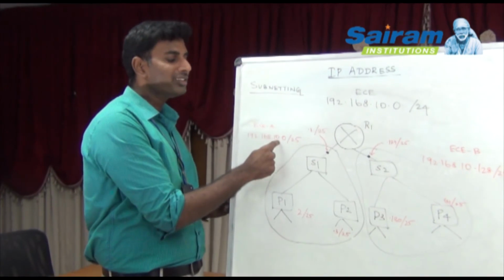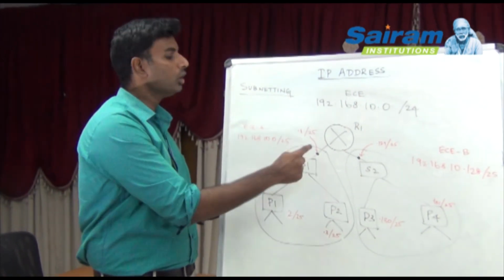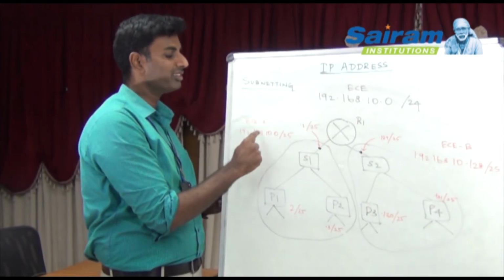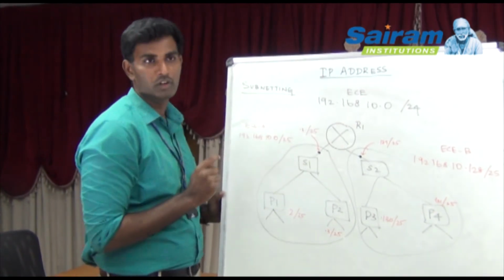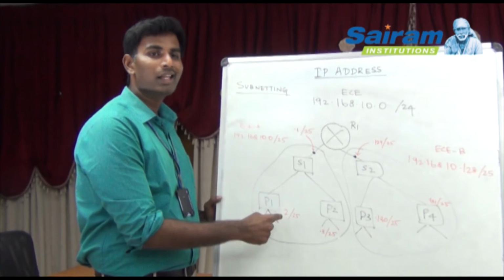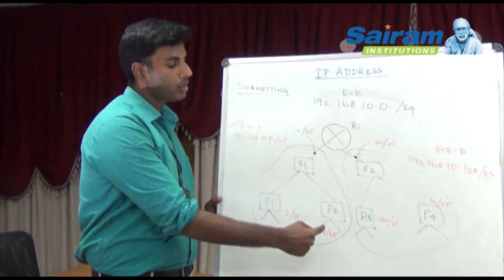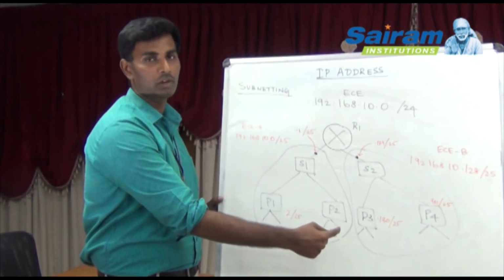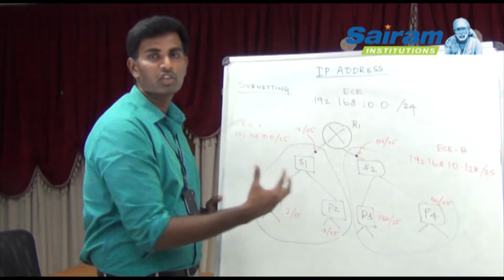I'll assign the first address from this subnetwork to this, which is 192.168.10.1/25. And for this PC1, it is 192.168.10.2/25, and similarly this .3/25. I've reduced this number just for clarity.